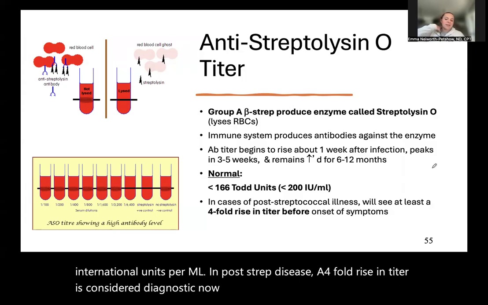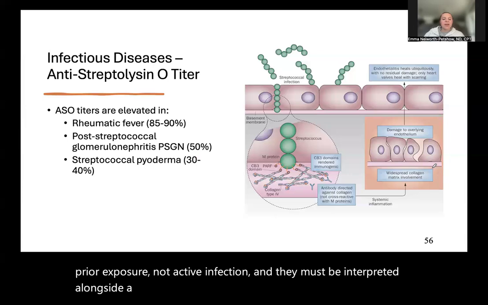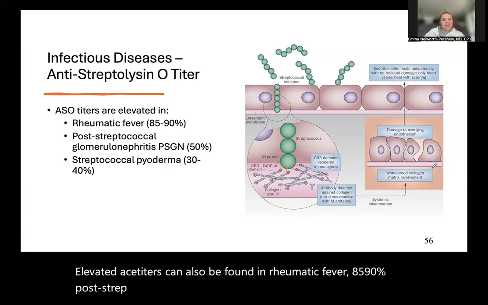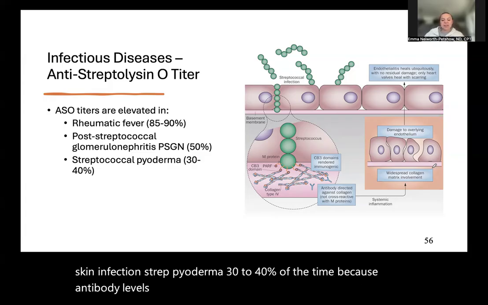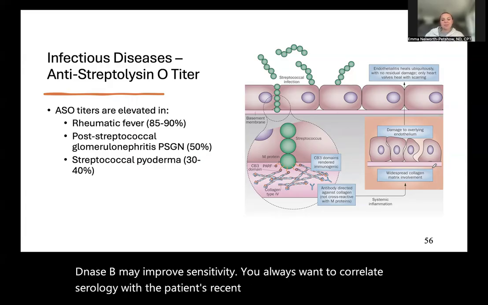Now remember that ASO tests confirm prior exposure, not active infection, and they must be interpreted alongside clinical findings. Elevated ASO titers can also be found in rheumatic fever, 85 to 90%, post-strep glomerulonephritis, about 50% of the time, and a strep skin infection, strep pyoderma, 30 to 40% of the time. Because antibody levels vary by infection site, concurrent testing with anti-DNase B may improve sensitivity. You always want to correlate serology with the patient's recent illness history and symptom timeline.